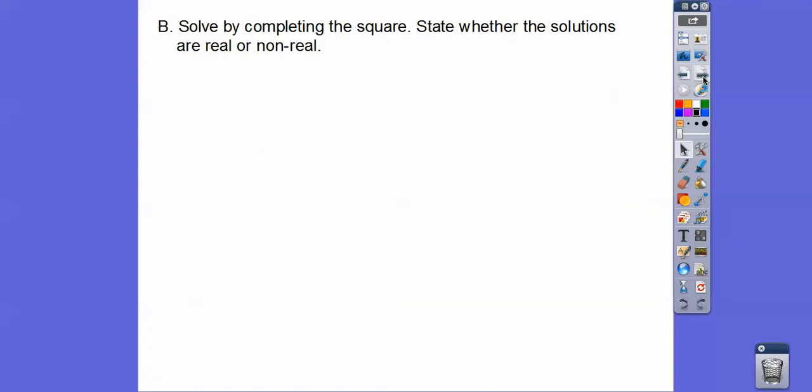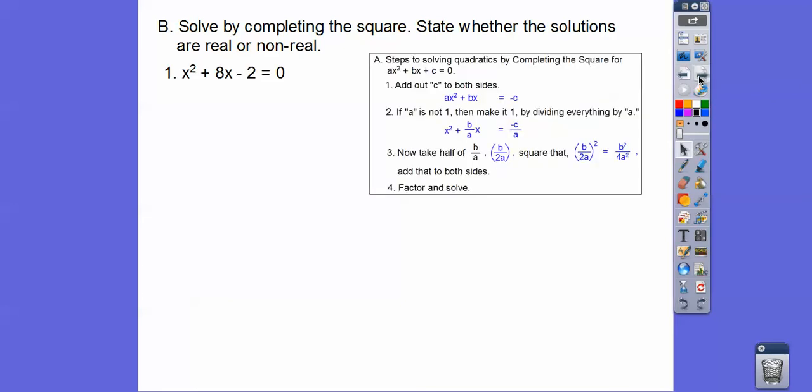All right, let's try some. So solve by completing the square, and then the second sentence says state whether the solutions are real or not real. So here we go. Let's add out that 2. Here's the steps, add out c, so we're going to go plus 2 plus 2. Notice I left a space right there because we're going to add a number right here and a number right here.